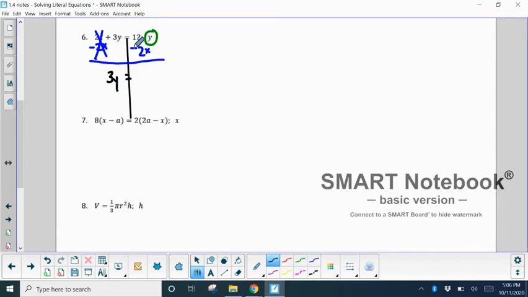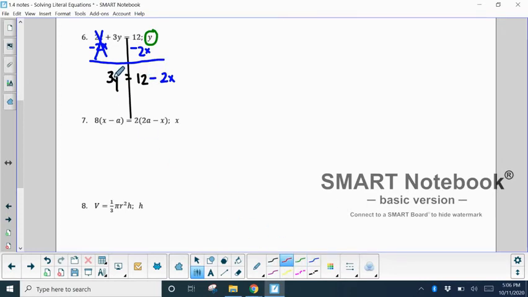Here I have 12 minus 2x. Well, since this is a 12 and this has a variable with it, those are not like terms. They can't be combined. So I'm literally just going to keep it as 12 minus 2x. I cannot combine those two terms because one has an x and one is just a number. Those are not like terms.